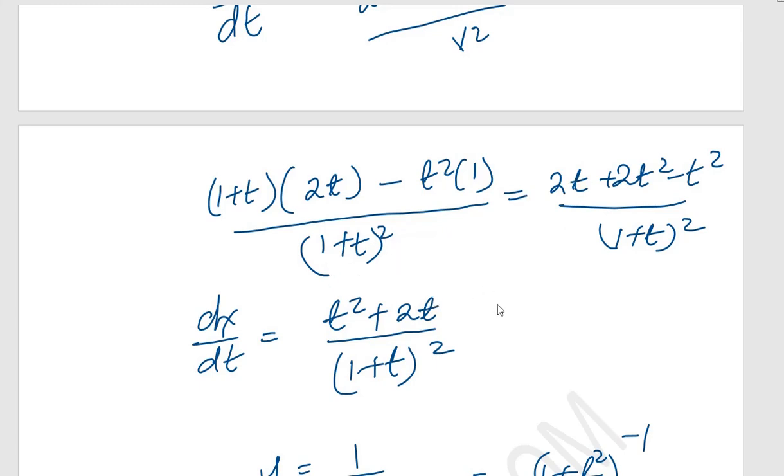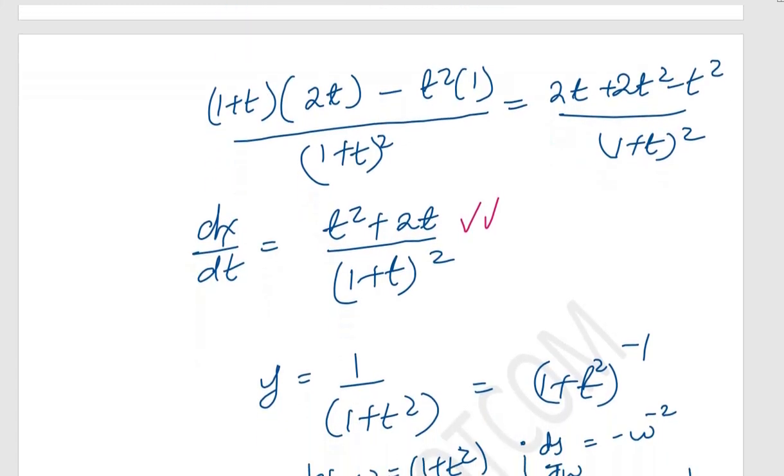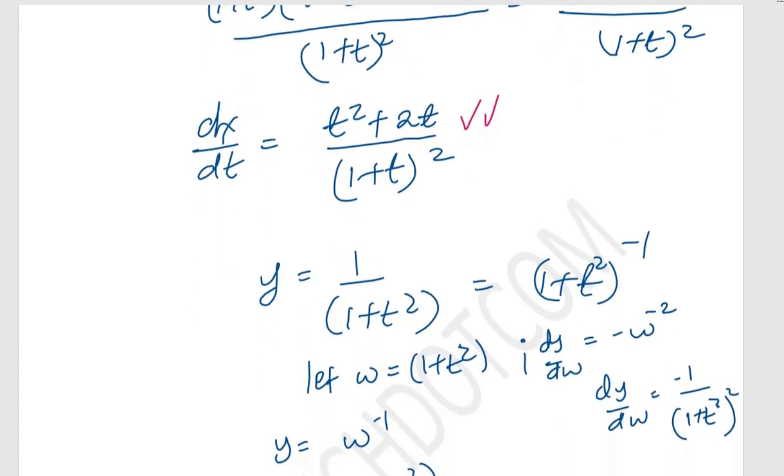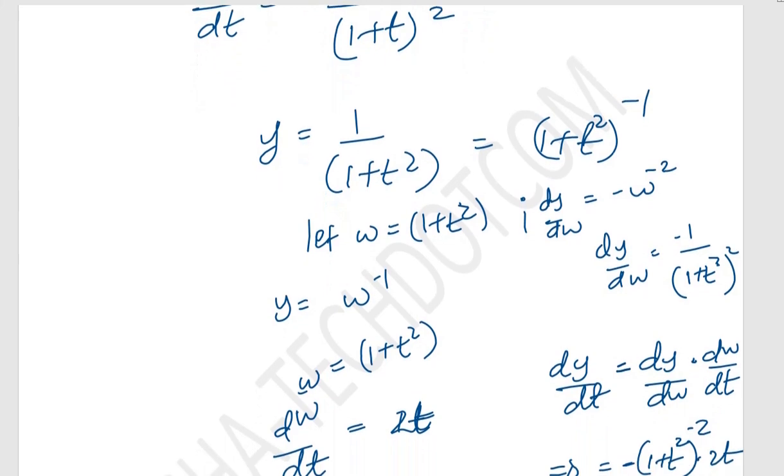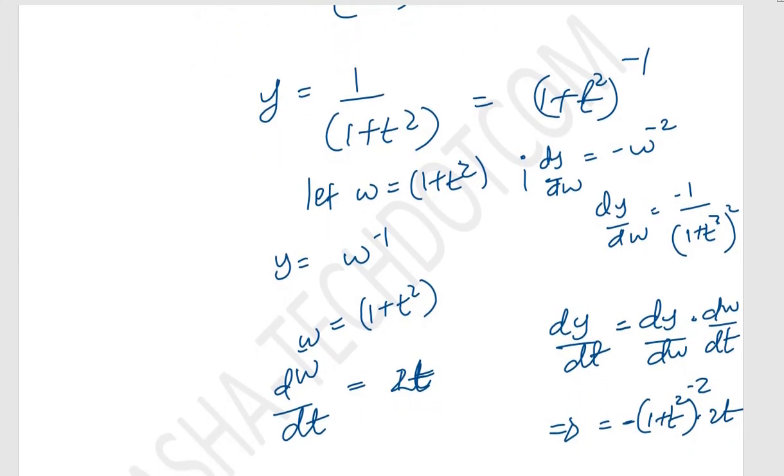If I simplify the whole expression, I will have something of this type. Now let us proceed and look at y. What is dy/dt? We realize this is an inverse of a function, an inverse of 1 plus t squared, so we are going to bring it like this: 1 plus t squared to the power negative 1.